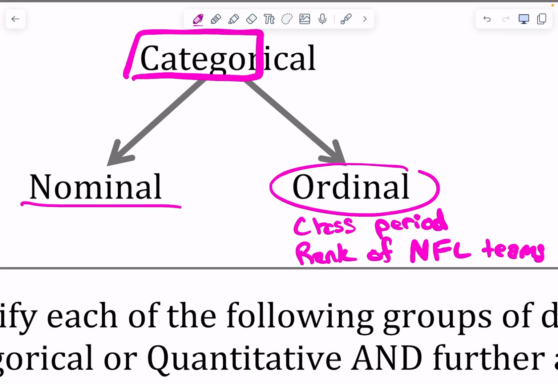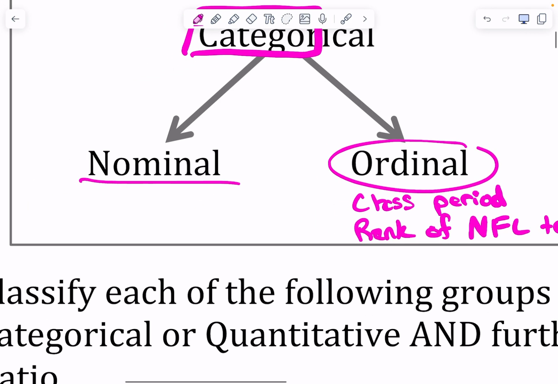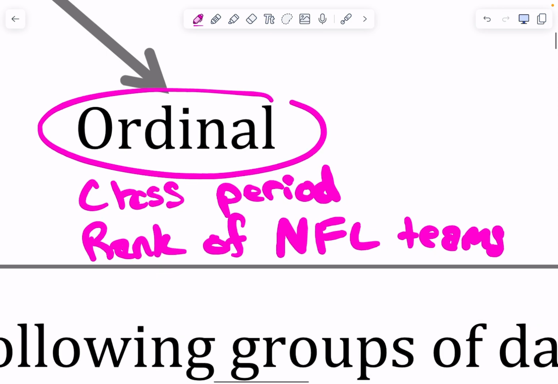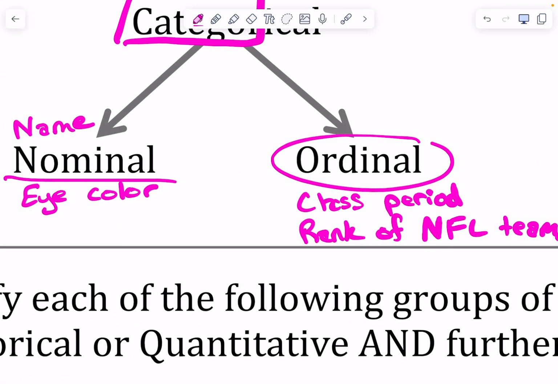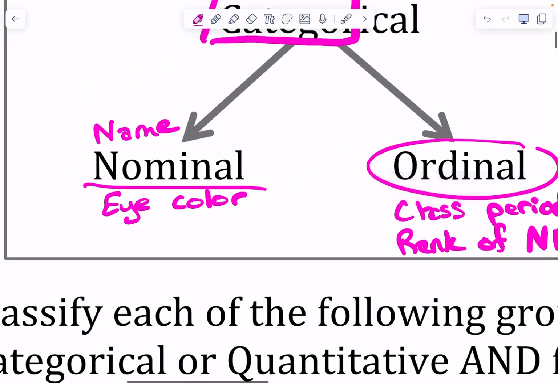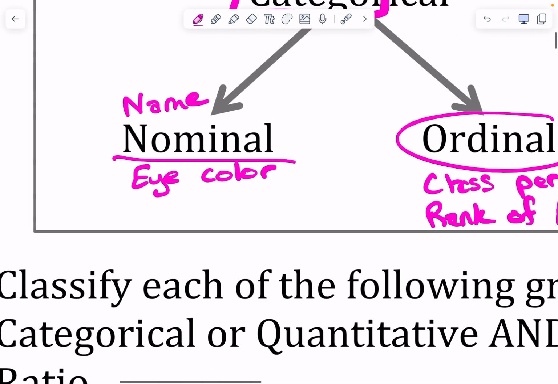Give me examples of categories that don't have order. Eye color. When I see nominal, I think of the word name, right? These are just names of things like eye color. Shoe size would probably be more ordinal than nominal because there is an order to shoe size. Eye color, hair color, political affiliation, even though some are better than others, but whatever. Political affiliation is too long to write down for nominal.